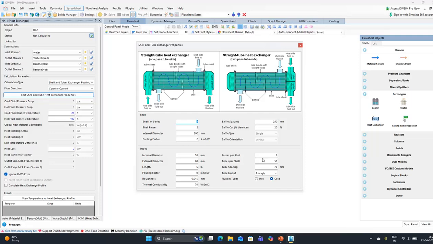Now I choose passes per shell 2 because it will increase the heat transfer efficiency. Tubes per shell 50, tube spacing 70. For the layout you can choose triangle, rotated square, or square. This I am going to choose triangle. Now fluids in a tube.